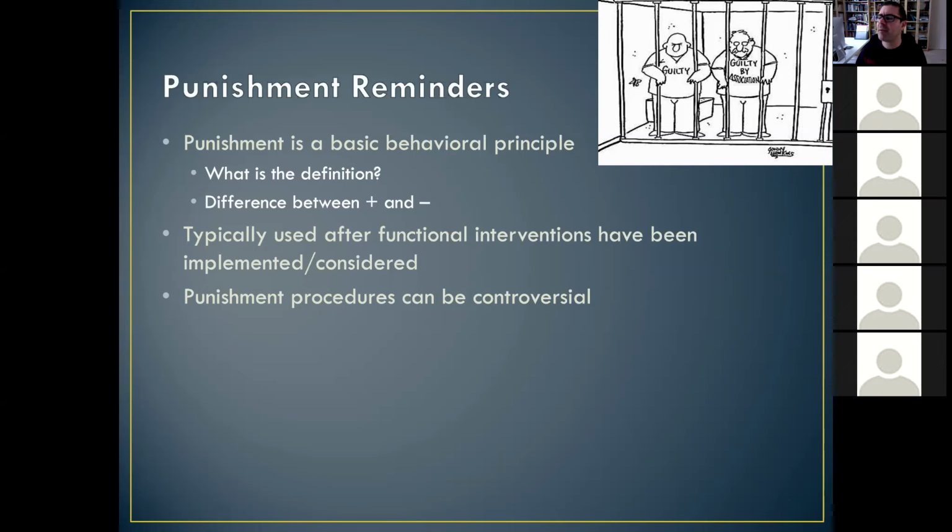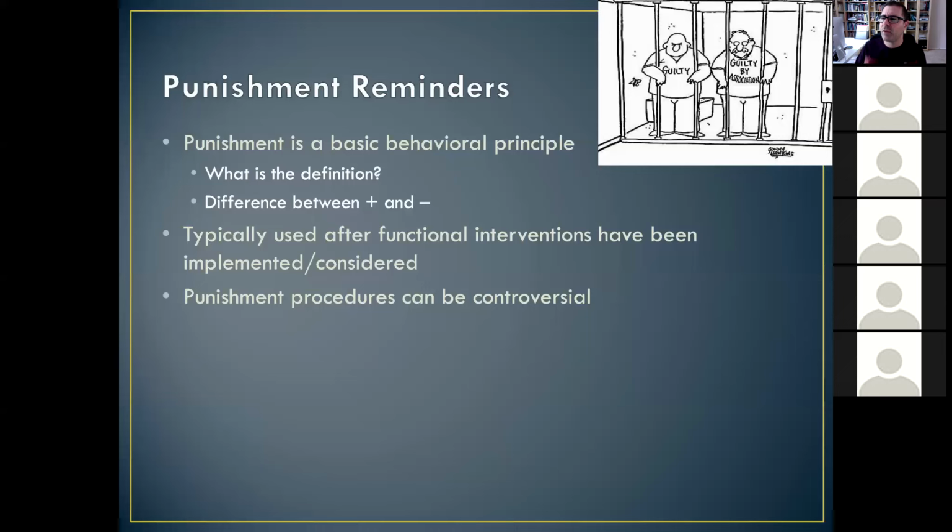And this may happen because the punishment contingency, differently from extinction, usually suppresses behavior faster. Remember, extinction often has a burst, right? You see an increase in behavior before a decrease. Even though differential reinforcement, or reinforcing appropriate behavior, may reduce the possibility of an extinction burst, in some cases the punishment procedure may be a little bit more efficient in suppressing behavior right away.